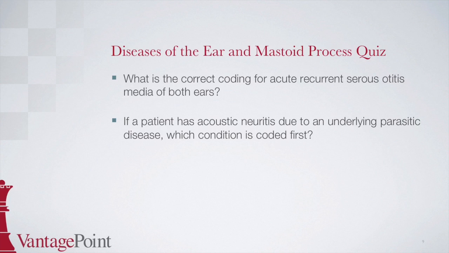H94.0 in brackets. If you remember from the introduction to ICD-10 webinar, brackets indicate a manifestation code, and these codes are never to be coded first. If you forgot this rule, when you confirm H94.0 in the tabular, there is a note which states code first underlying disease, such as parasitic disease.